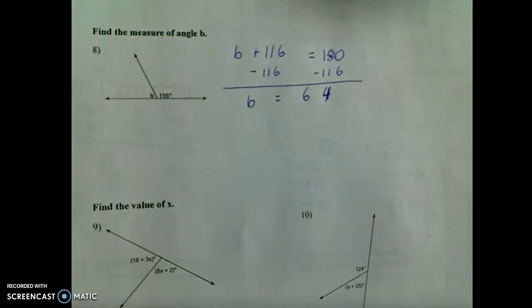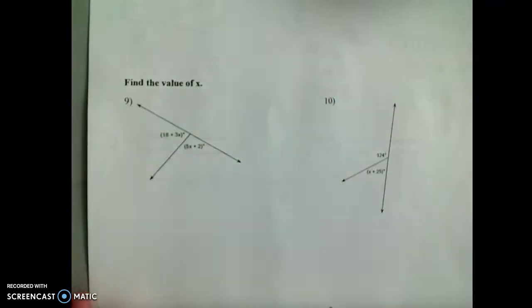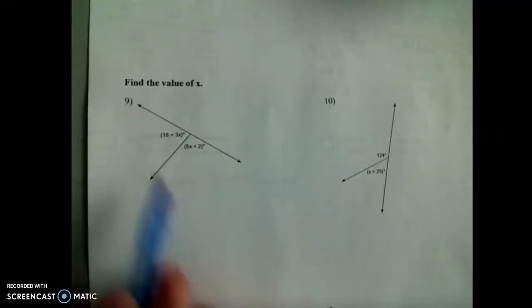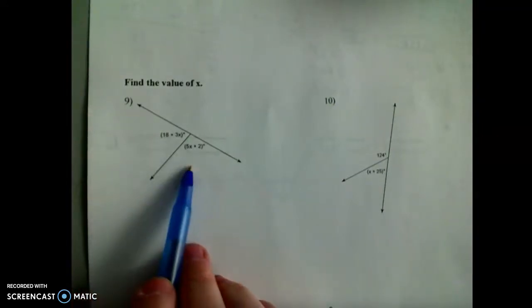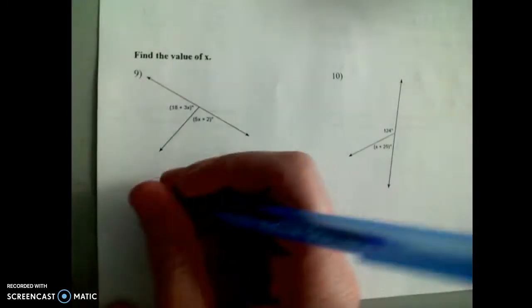Ta-da! Just like the complementary angle, that was a one-step problem, but we're going to use that same format as the problems get a little bit more complicated. So let's look at number 9. We're going to follow the same format. This angle plus this angle needs to equal 180. So let's write that down.